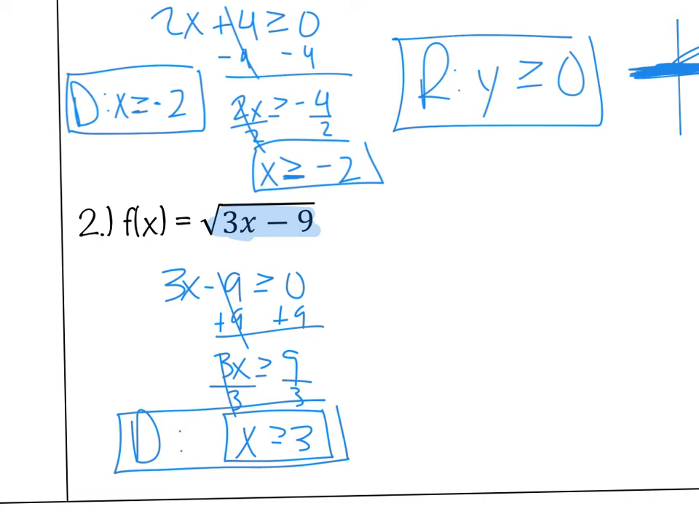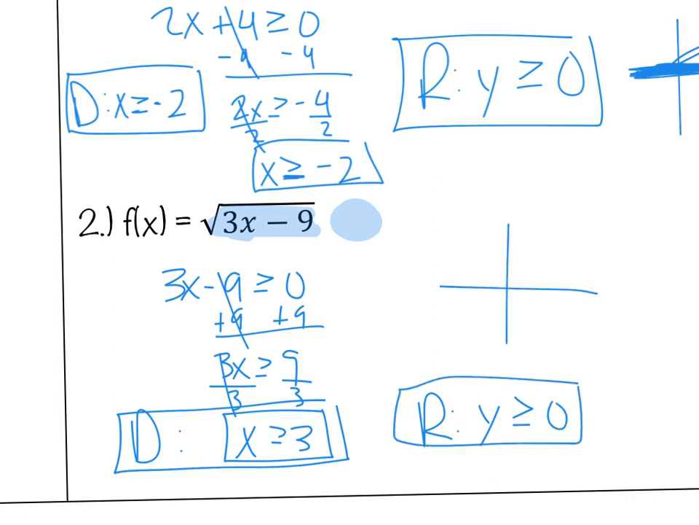The range, again, since there is no k value here, no shift in the upward or downward direction, it'll have the same range of y is greater than or equal to 0. If you were to graph this, you would see that the graph looks something like that. So again, it starts at 0 here and goes in that upward direction. If this was like a +2 or something like that on the outside, then it would be y is greater than or equal to 2. But it's not.